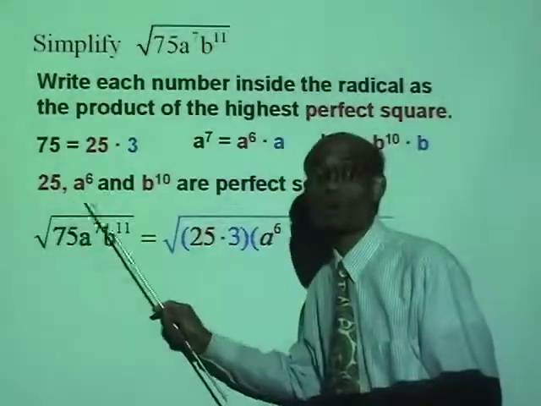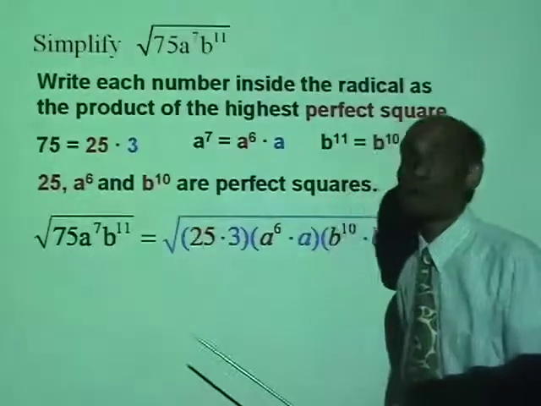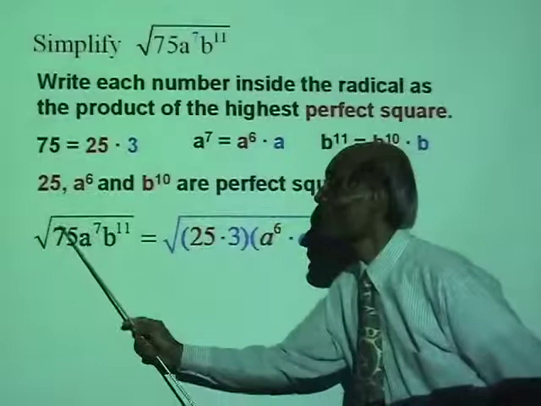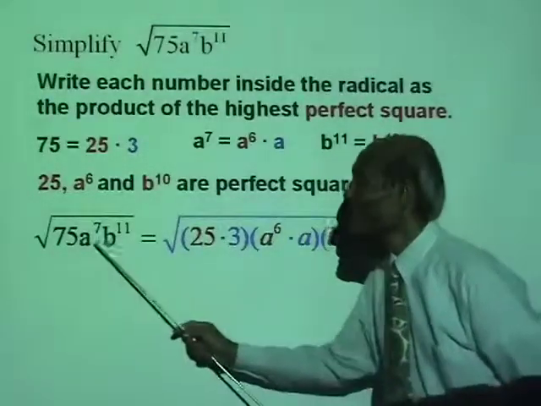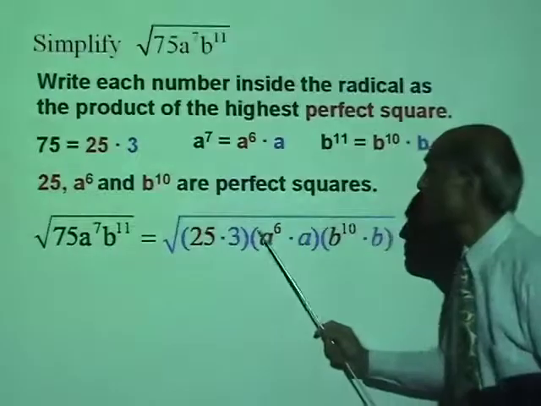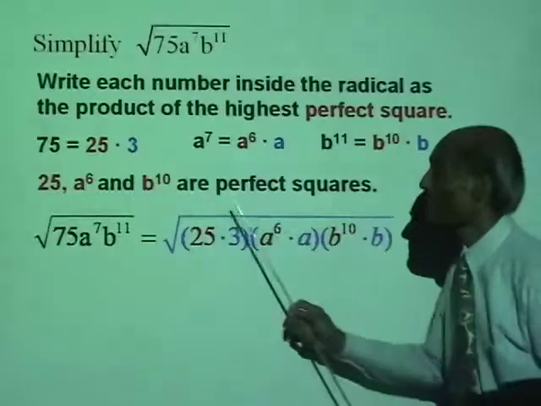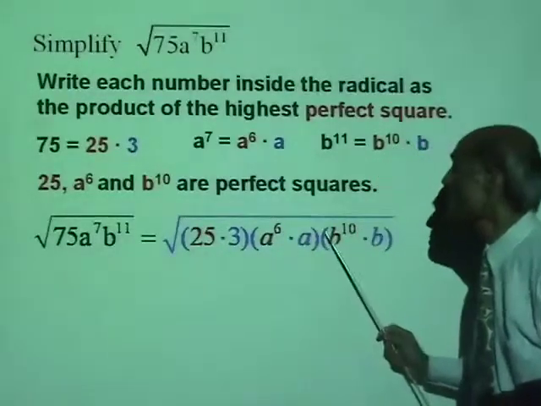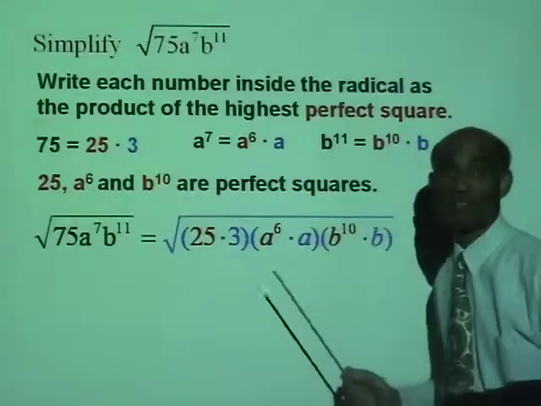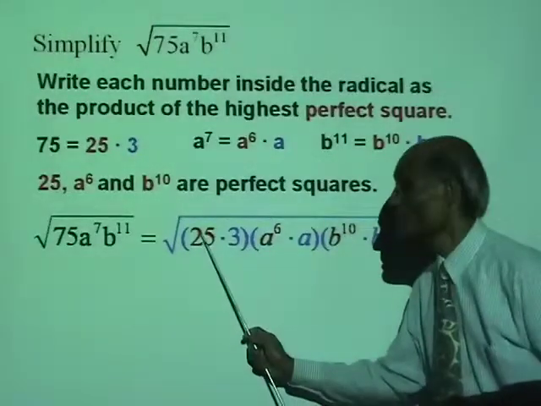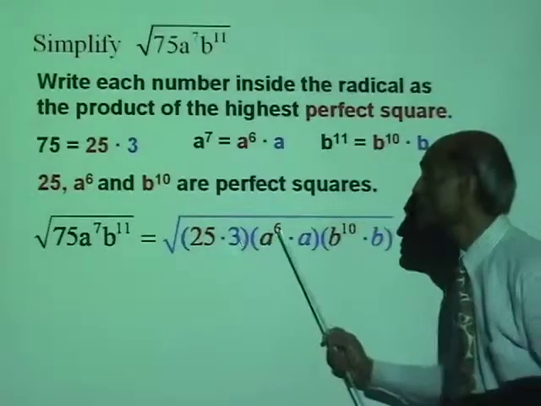Therefore, the square root of 75 a to the power of 7 b to the power of 11. 75 is written as 25 times 3. A to the power of 7 we wrote as a to the power of 6 times a. B to the power of 11 we wrote as b to the power of 10 times b. And watch again my colors. The perfect squares are colored red and the others are blue.